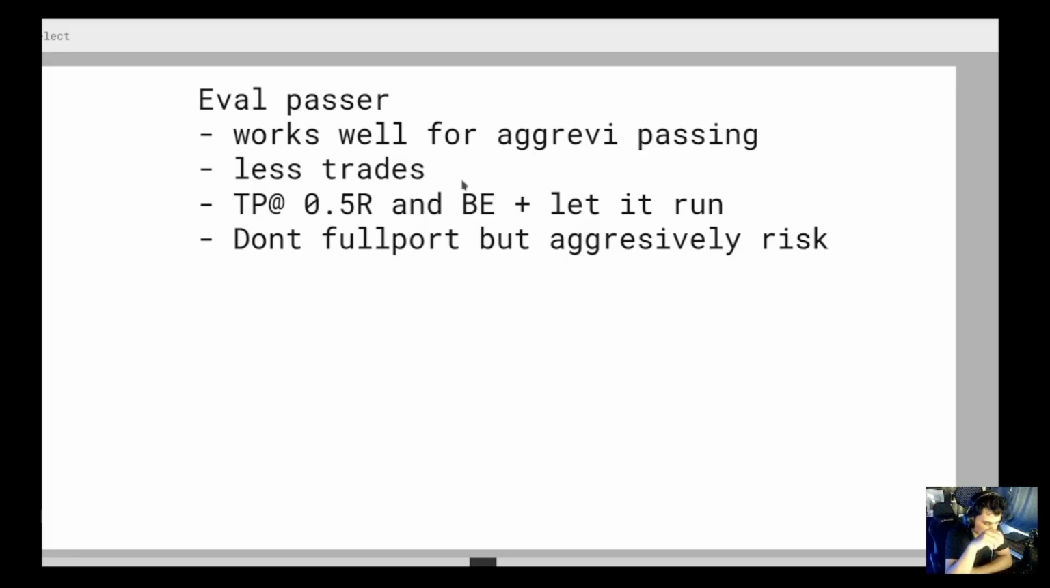So when the indicator fires a signal, you should be ready to pass your evaluation. And I wouldn't full port here like the CPI and the NFP trick where we put the buffer and then try to full port, right? I wouldn't do that. However, I would risk aggressively here. Risk aggressively and take profit at 0.5R and stop loss to break even and let it run. So you could literally pass in one trade, 2 trades, it really depends.